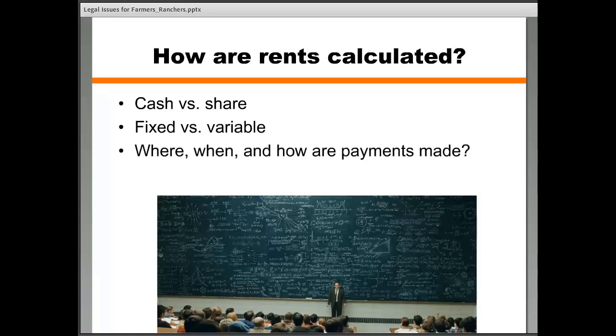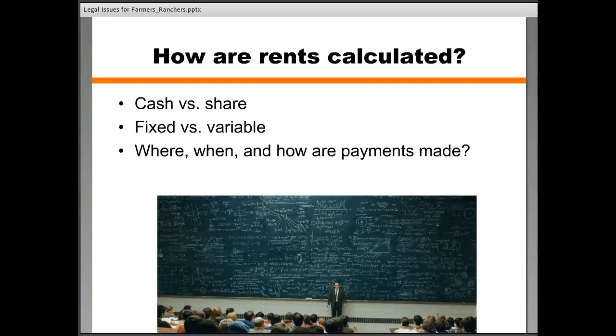No matter what kind of lease format you have, number one, you need to ask, where is the payment payable? Am I supposed to deliver a check if I'm talking about a cash rent? If I've got a commodity that I'm turning over in terms of a share rent, where am I supposed to deliver that commodity?